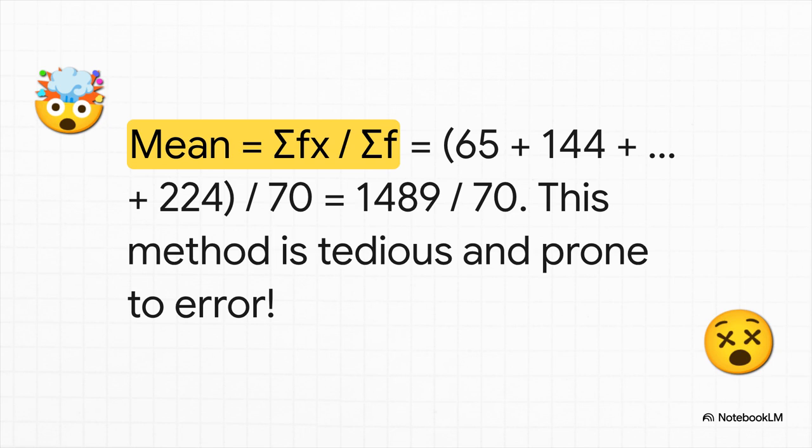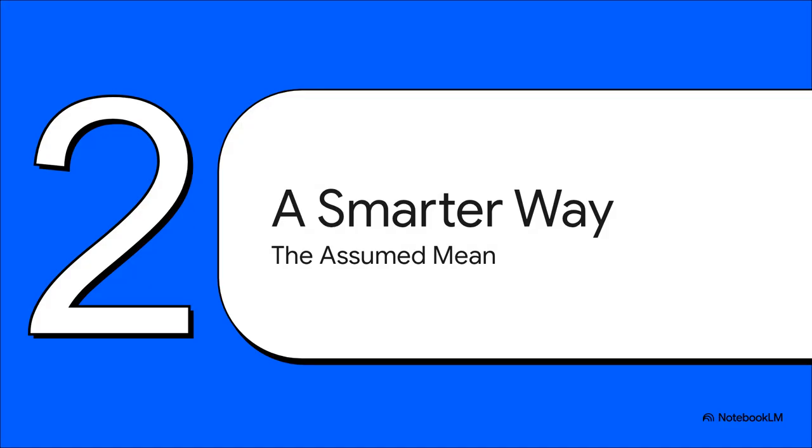Now, you can totally do this, but it's tedious, isn't it? And the chance of making a little error is pretty high. There has got to be a better way. And you know what? There absolutely is. The secret is to completely change how we look at the problem. Instead of wrestling with those big, clunky mid-values, what if we just made a smart guess for the average, and then just adjusted it a little bit at the end?